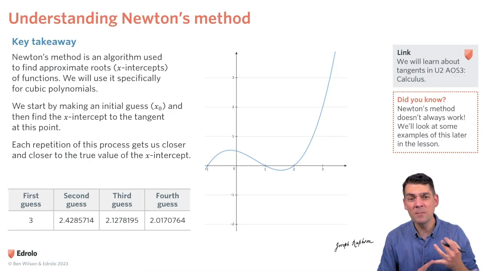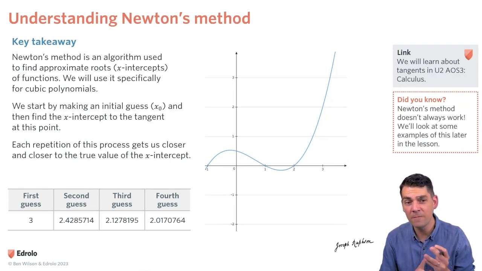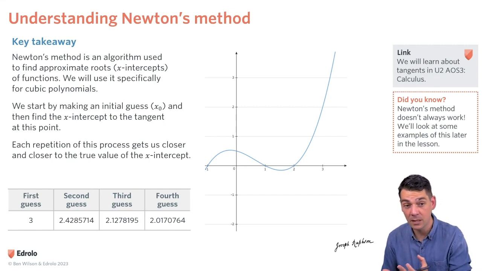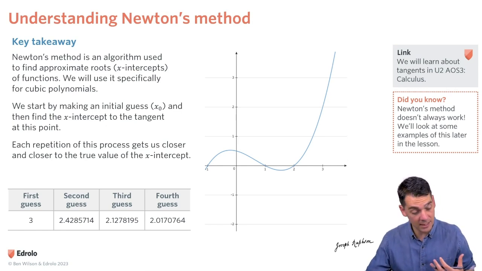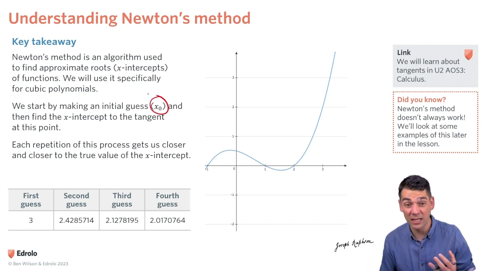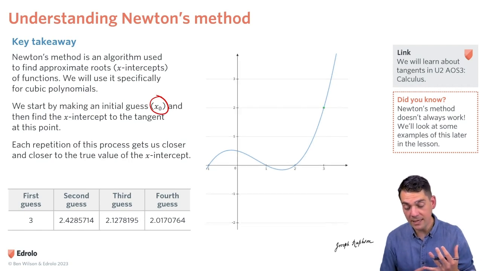So what is Newton's method? It's an algorithm used to find approximate roots of functions. And when we say the roots of functions, we're talking about the x-intercepts. So the way that we do it, I've got a picture of a polynomial here. And what we do is we make a guess. We have a guess as to what the x-intercept is. So let's just say our initial guess, which we call x0. We'll get into that notation a bit more later. Let's say our initial guess is 3. So we're going to have a guess of 3.